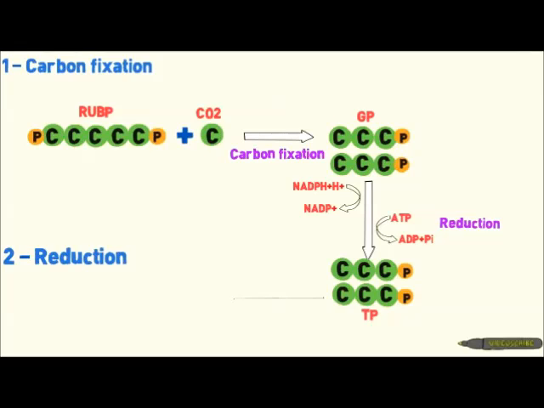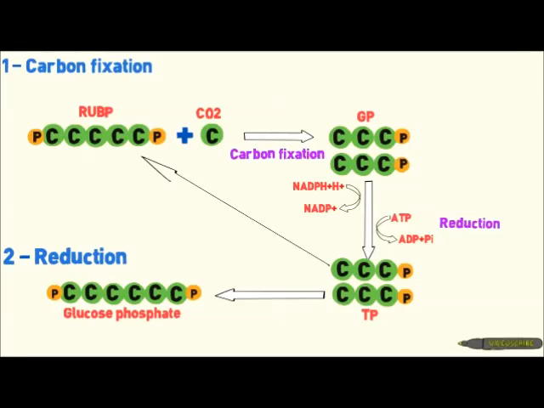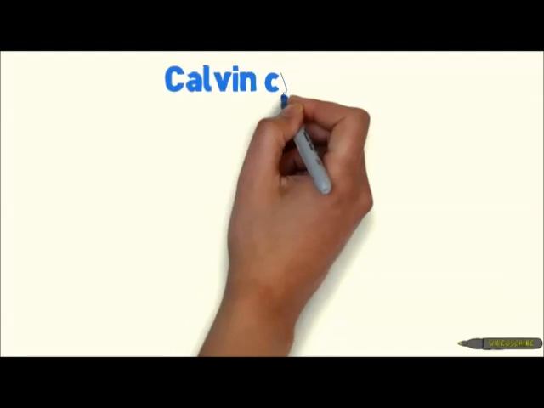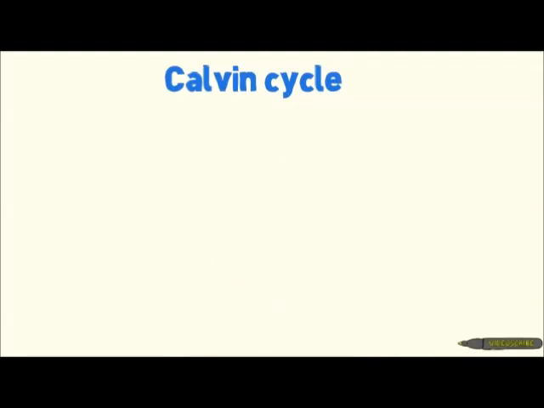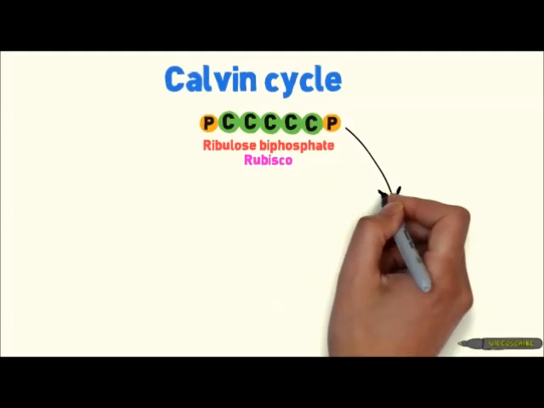TP is used to manufacture a variety of organic molecules including glucose phosphate and other examples like sugar, starch and amino acids. This is followed by regeneration. Some of the TP is used to regenerate ribulose bisphosphate. This will allow more carbon dioxide to be fixed in the atmosphere. This is just a summary. Ribulose bisphosphate carboxylase can also be called rubisco.